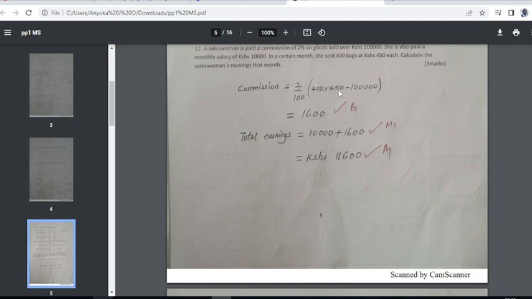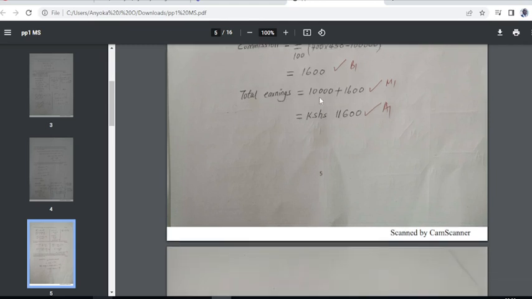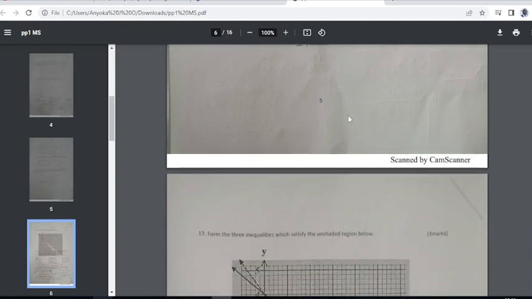2% of 400 times 450 minus 100,000. This is the total sales minus 100,000, which gives us 80,000. Then multiply by 2 over 100, so we get 1,600. Now plus the salary for the month, which is 10,000. So this saleswoman is going to earn 11,600 shillings. That's quite a basic equation.